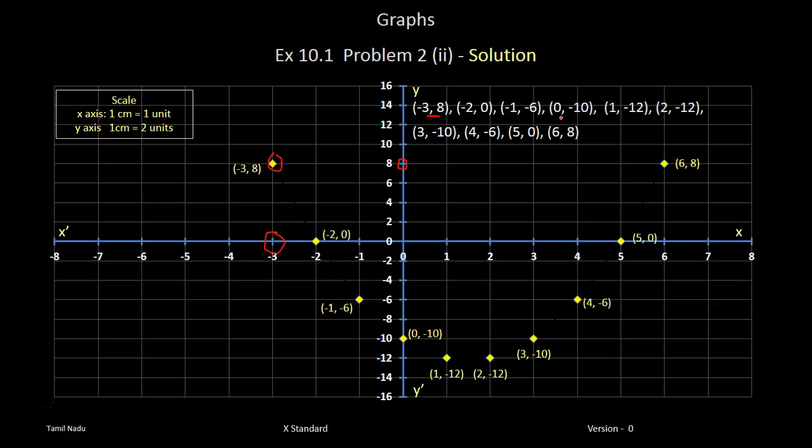Next, let me take some other value, 0 and minus 10. x is equal to 0, y is equal to minus 10, so this is your x equal to 0, y is equal to minus 10, here. So this is the point. It's right on the y-axis.